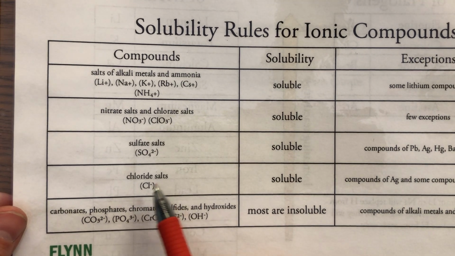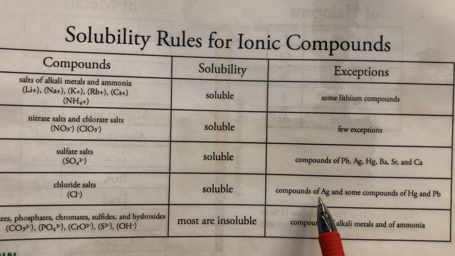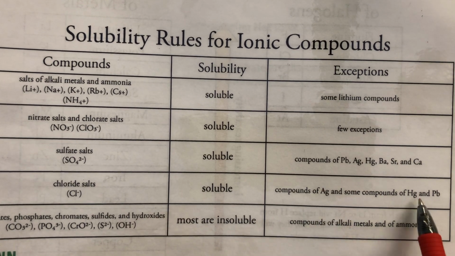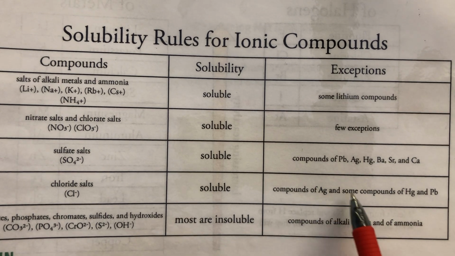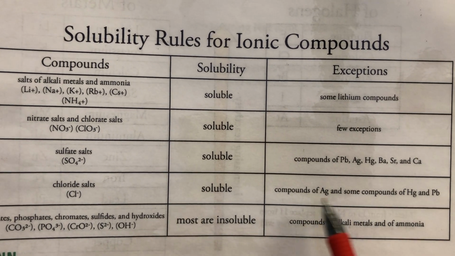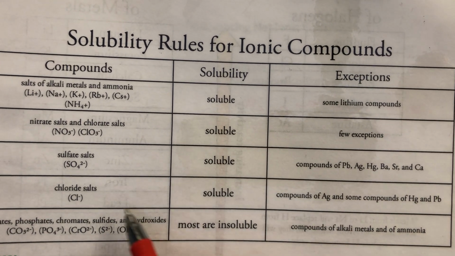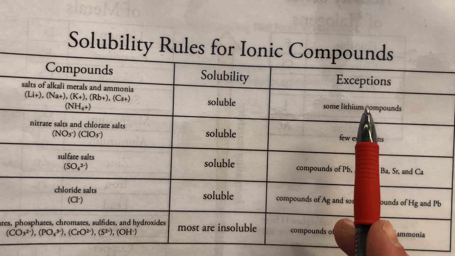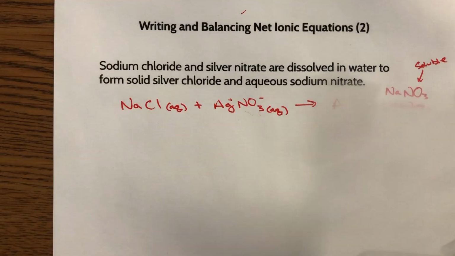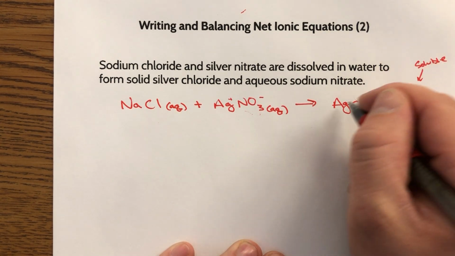While we have silver and chlorine, if we come down here and look at chloride salts, chlorine is soluble except when it's mixed with silver and maybe mercury or lead. And some of these compounds, it varies. We're not going to get into that grayness with you guys. It'll be pretty straightforward what it is. And silver is going to react with chlorine, and it's going to be insoluble, because this is the exception list of compounds with silver. So this is going to form a solid precipitate.